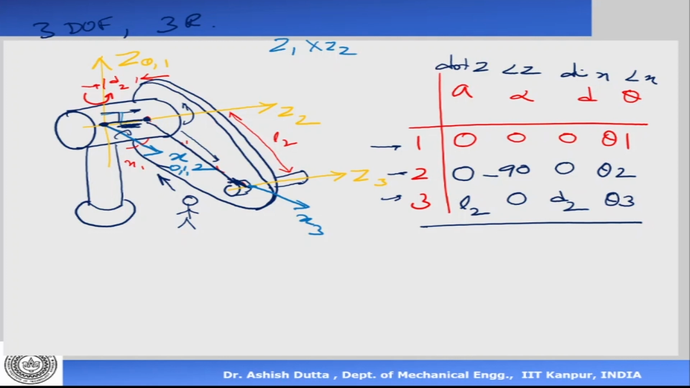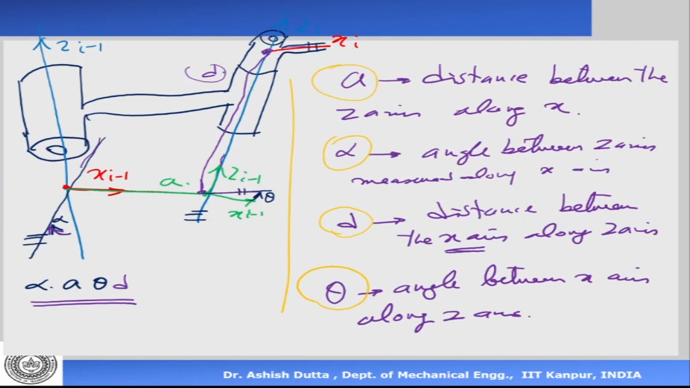Now, there is a systematic way of doing that, and if you write a computer program, there is a generalized matrix which can be used to get the transformation between any two frames. Here we have seen that there are basically four transformations: alpha, A, theta, and D. Two are rotations and two are translations. If I multiply all four of them, I get one generalized matrix which considers two rotations and two translations.